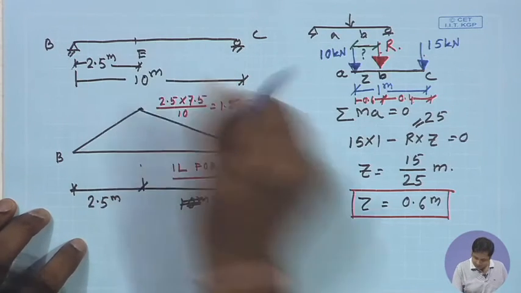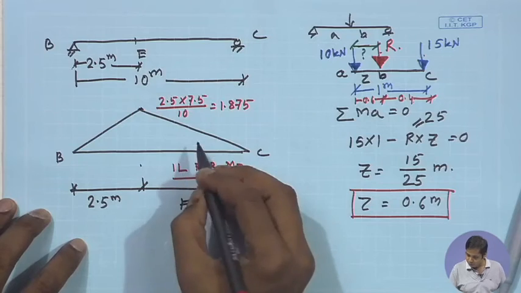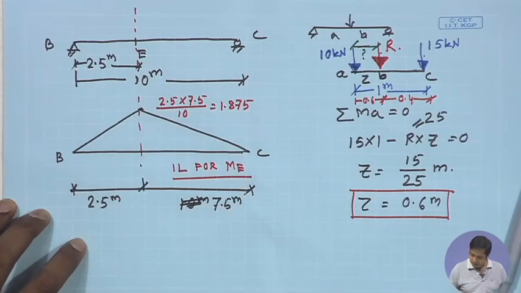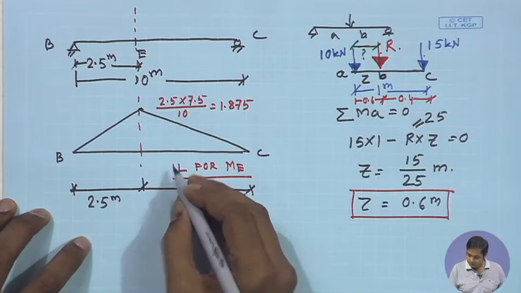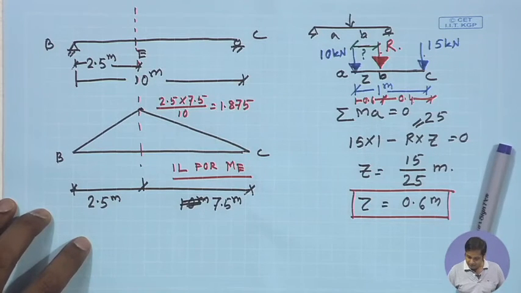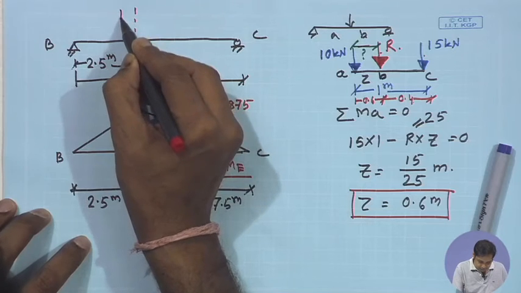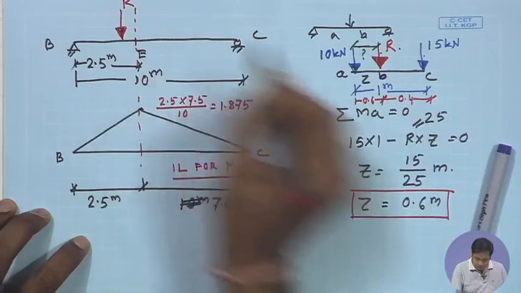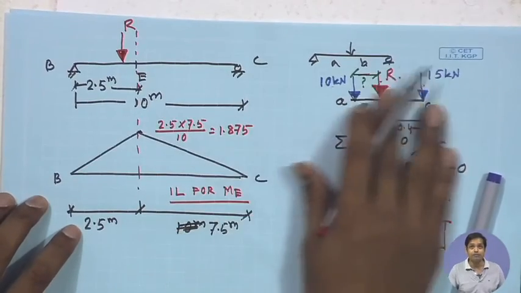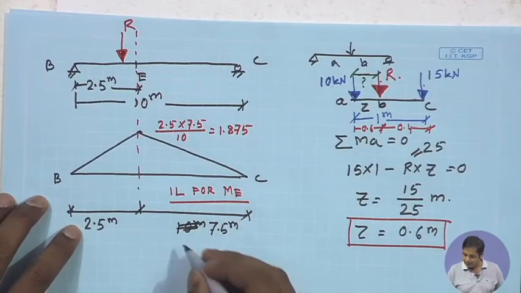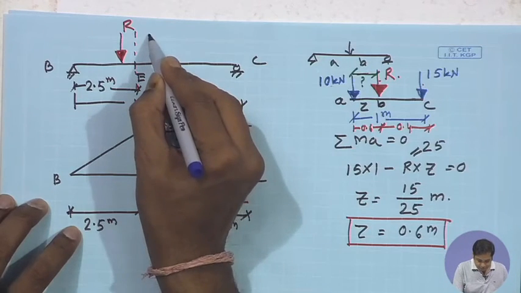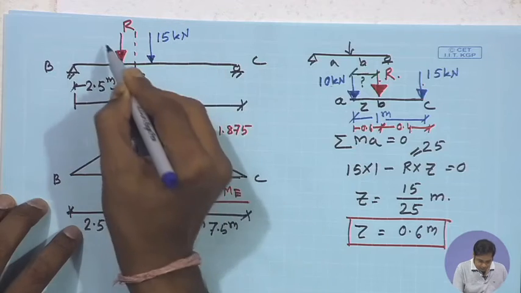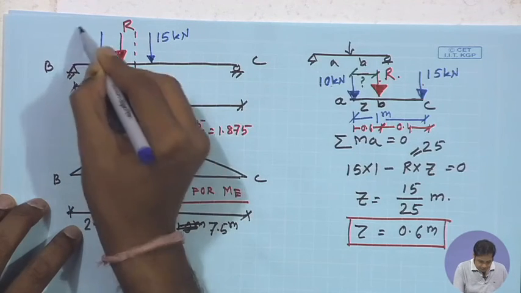This is the position at which we want to determine the moment, this is the position E. And then the resultant acts somewhere here. This is the resultant of the load, this is R, which is the resultant of the load, and then this is the 15 kilonewton load, and this is the 10 kilonewton load.